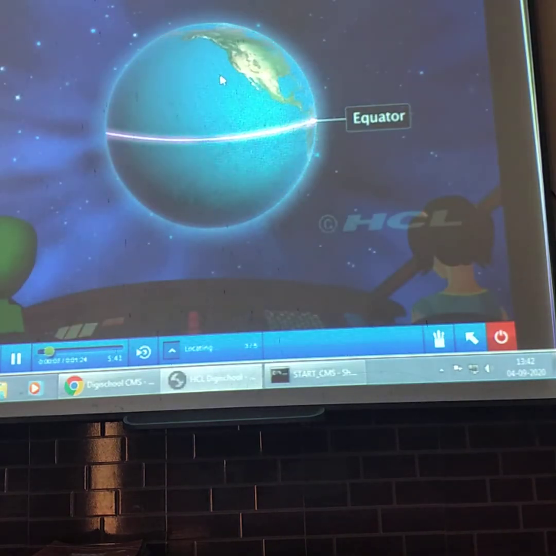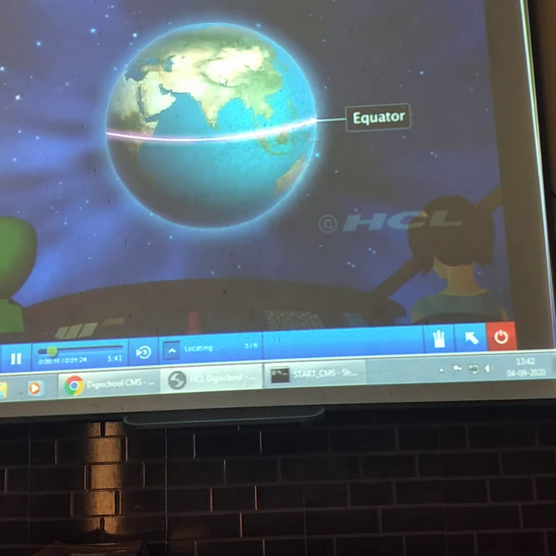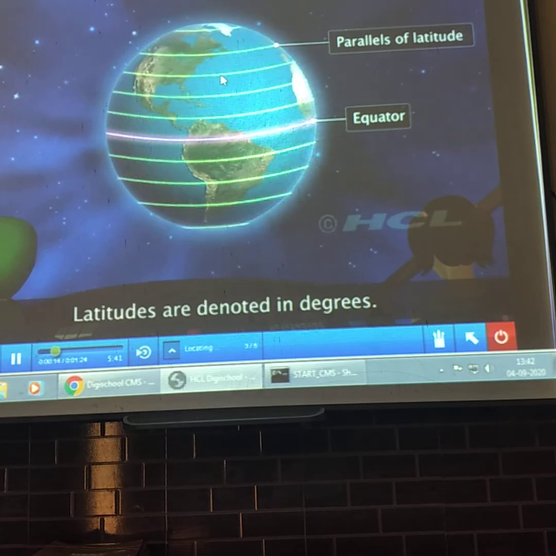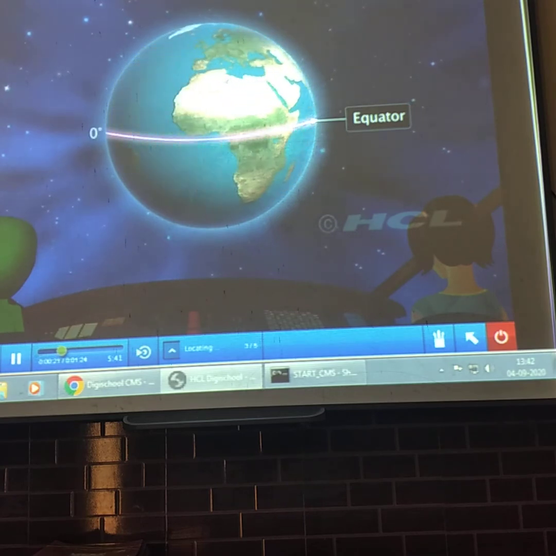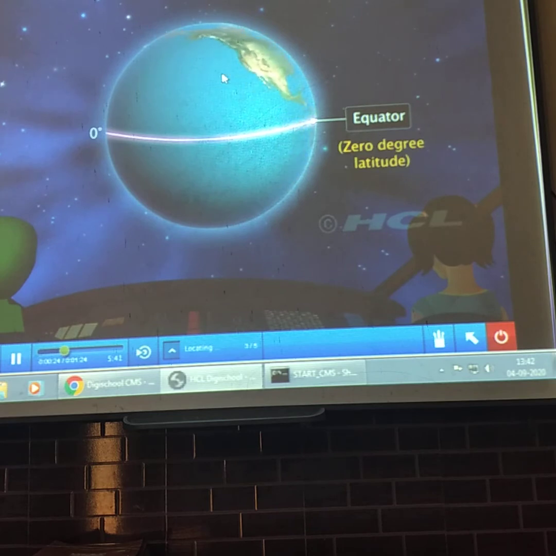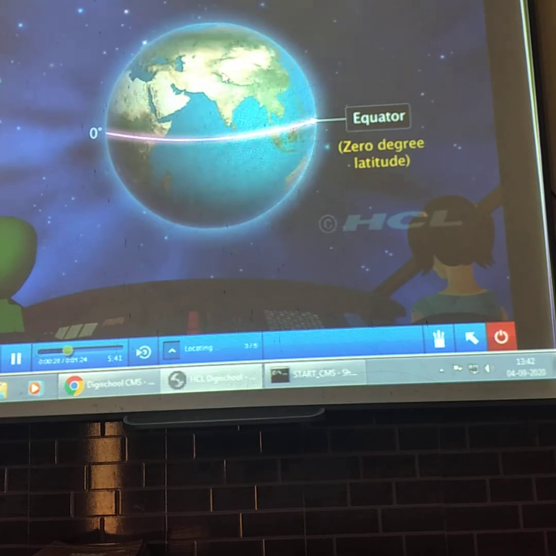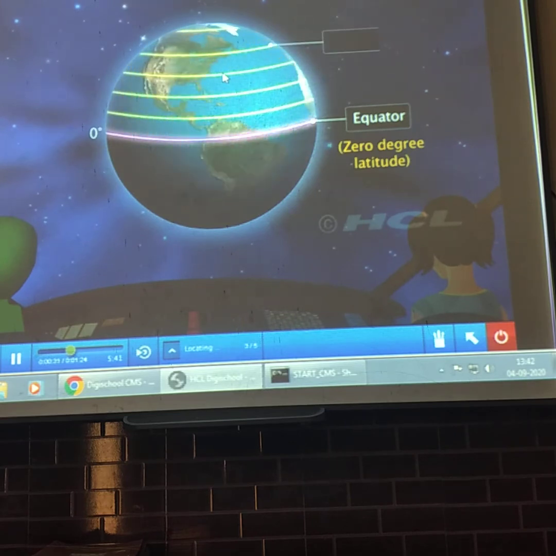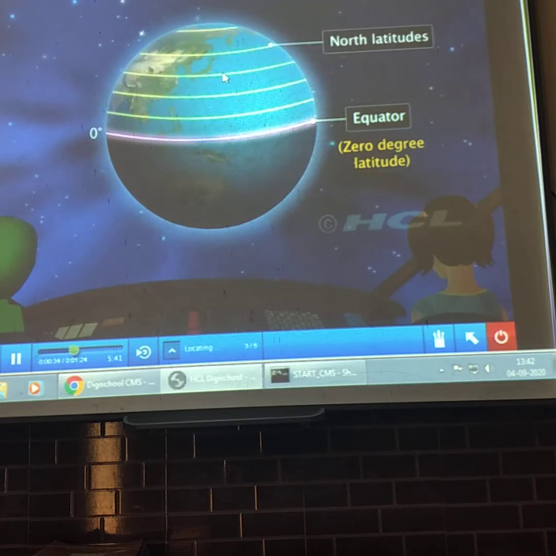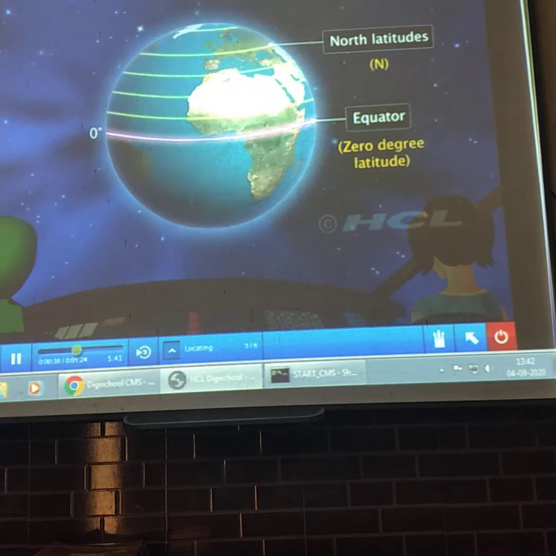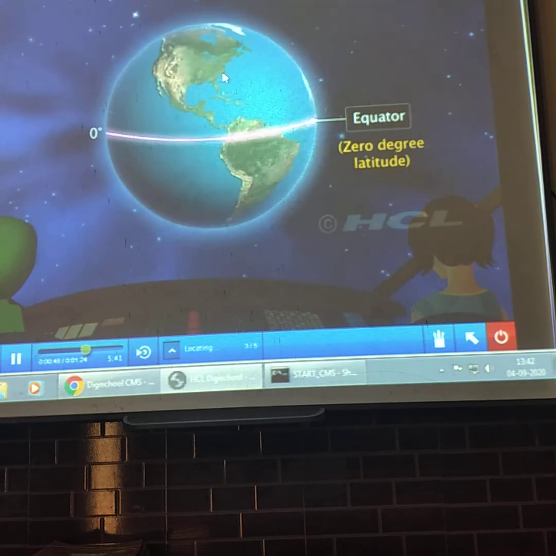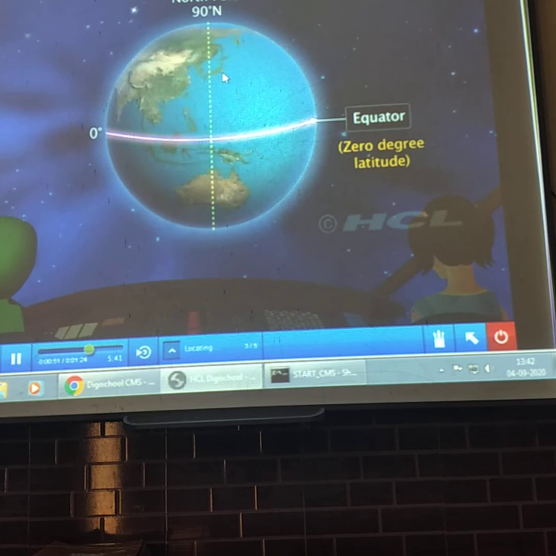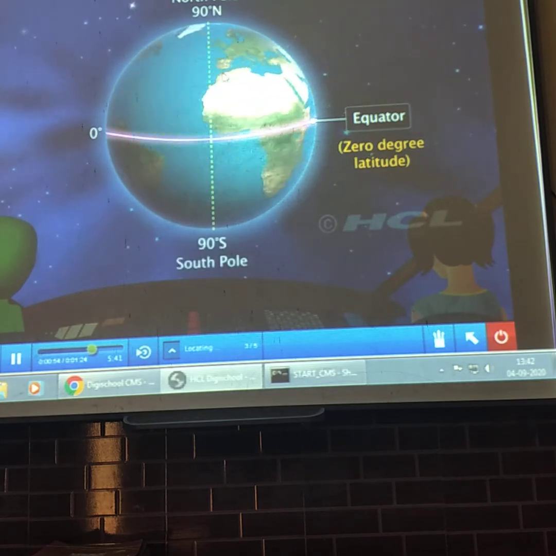Is there a way by which we can locate a particular parallel of latitude? Yes, of course. Latitudes are denoted in degrees. For example, the equator lies at 0 degrees. Hence, it is also called the 0-degree latitude. All parallels of latitude that lie in the northern hemisphere are called north latitudes and are indicated by the letter N. All parallels that lie in the southern hemisphere are called south latitudes and are indicated by the letter S. The North Pole lies at 90 degrees north, while the South Pole lies at 90 degrees south.